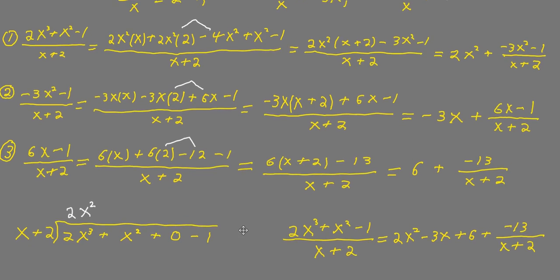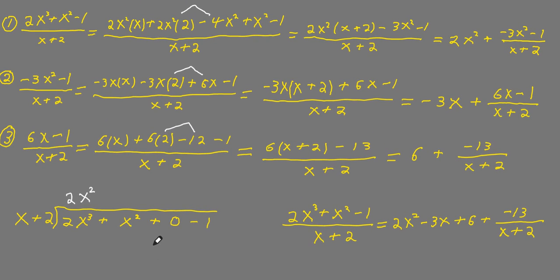And then the next step in the polynomial long division would be multiplying this times this, and that would give me the 2x cubed back again. And then the 2x squared times the 2 would give me 4x squared. So that step reproduces these two terms over here. And then what you do is you subtract off those terms.